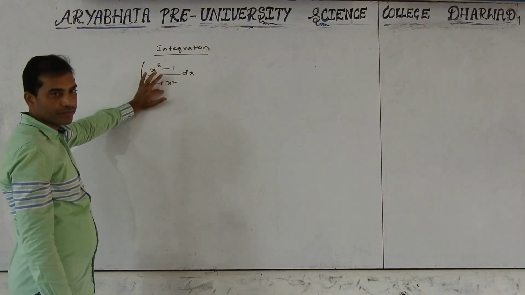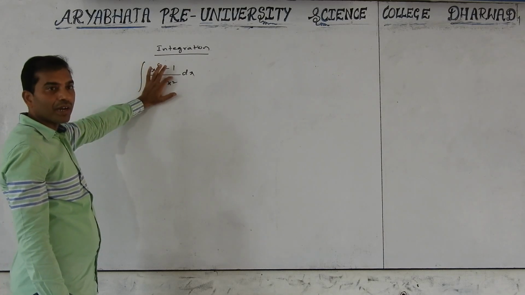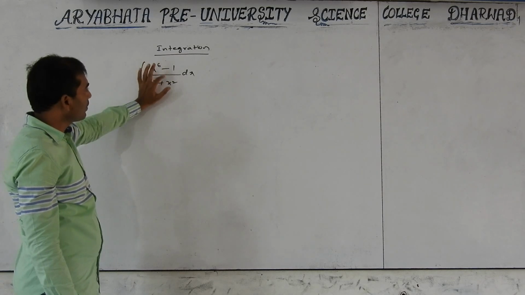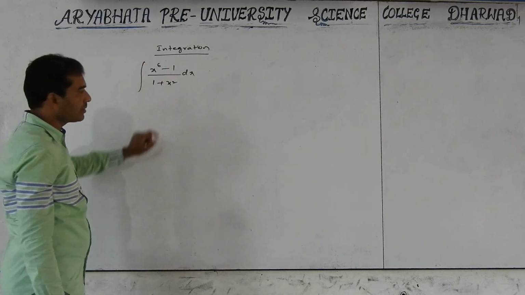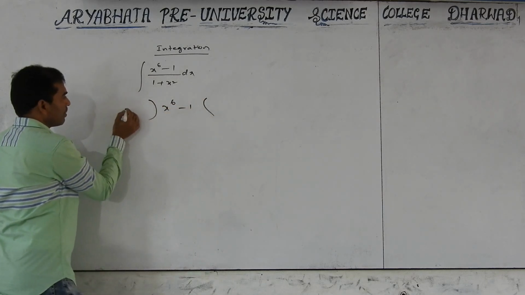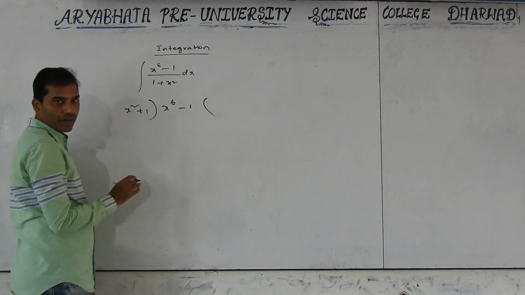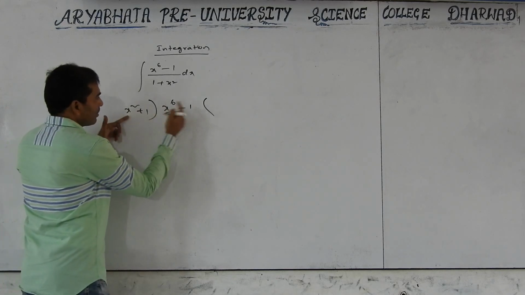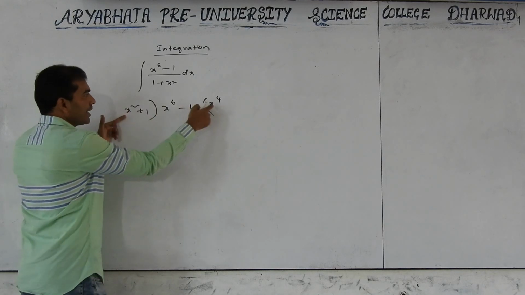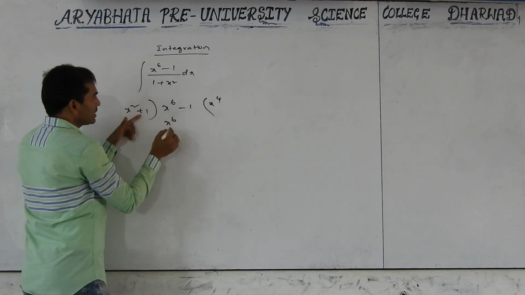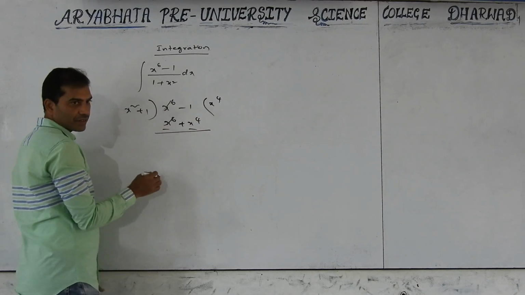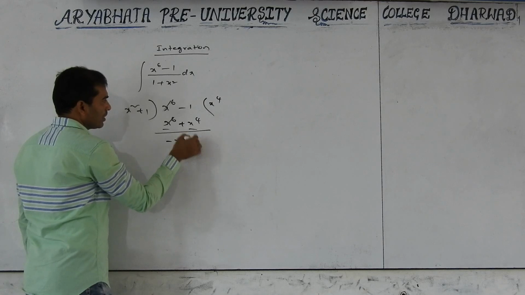This is a quotient, so we should make it a polynomial function. How to make the polynomial? It is a rational function, so it should be divided by 1 + x². So x^6 − 1 divided by x² + 1. X squared multiplied by x^4 gives x^6. x² times x^4 equals x^6 plus x^4; subtract, the x^6 gets cancelled, giving minus x^4 minus 1.